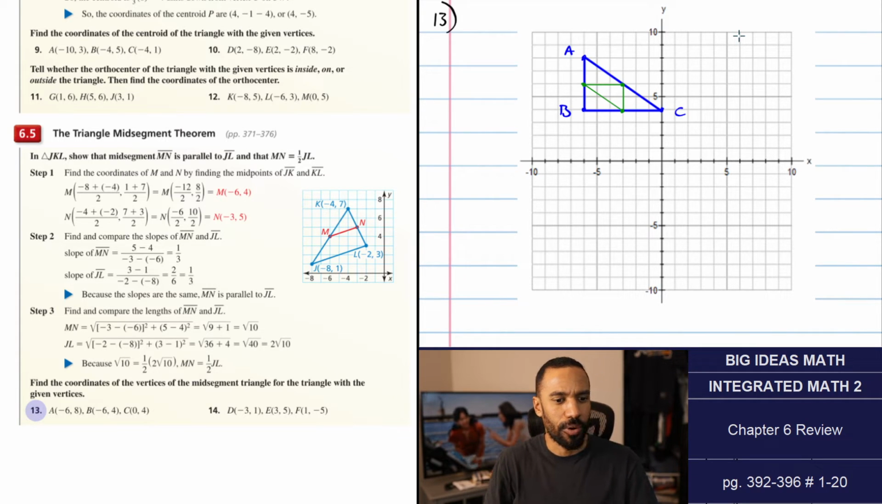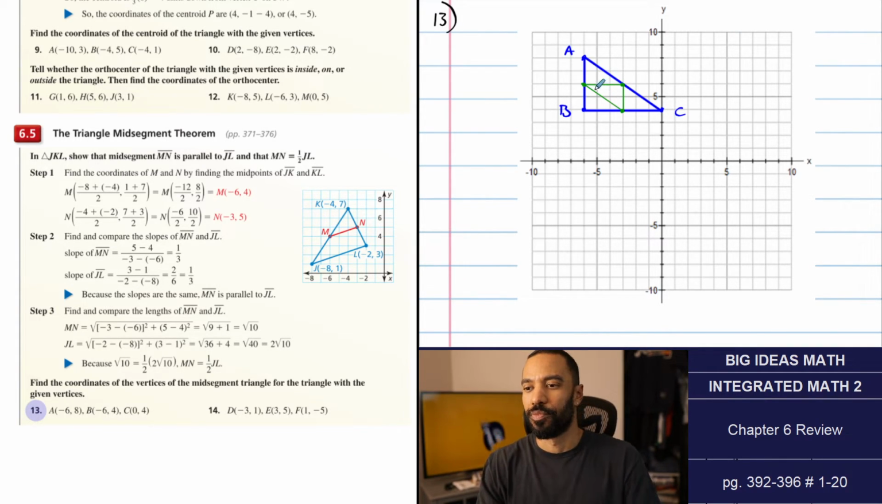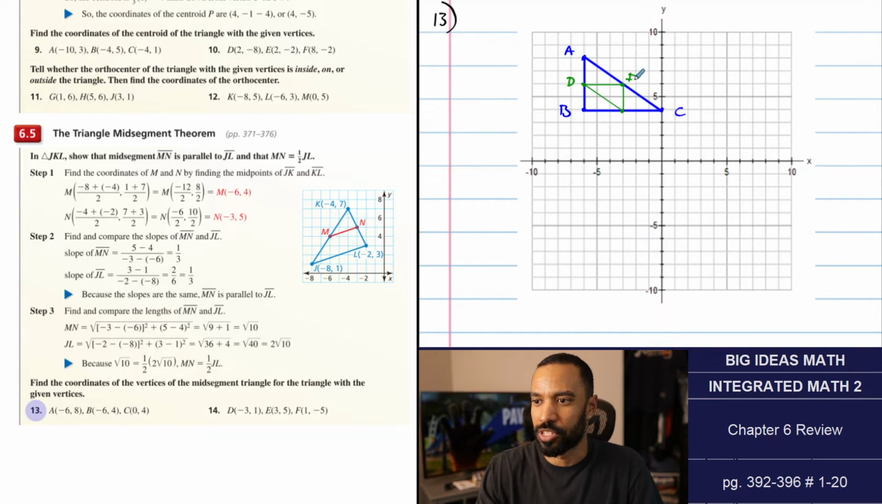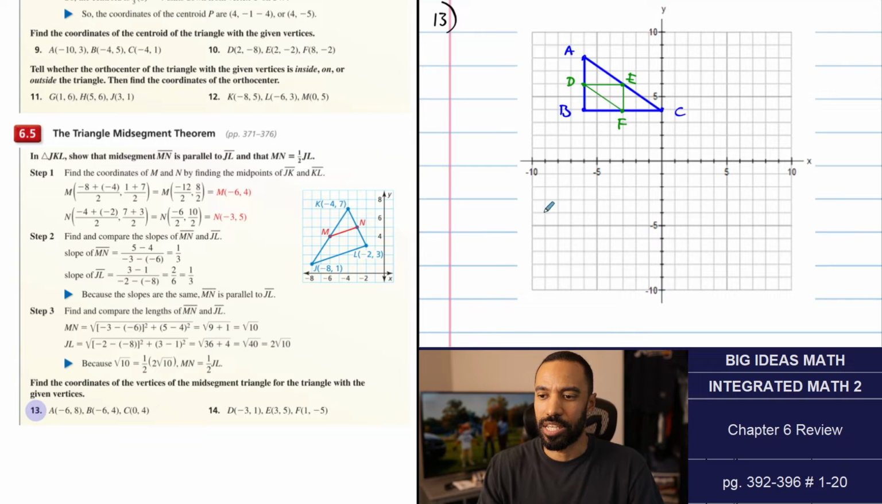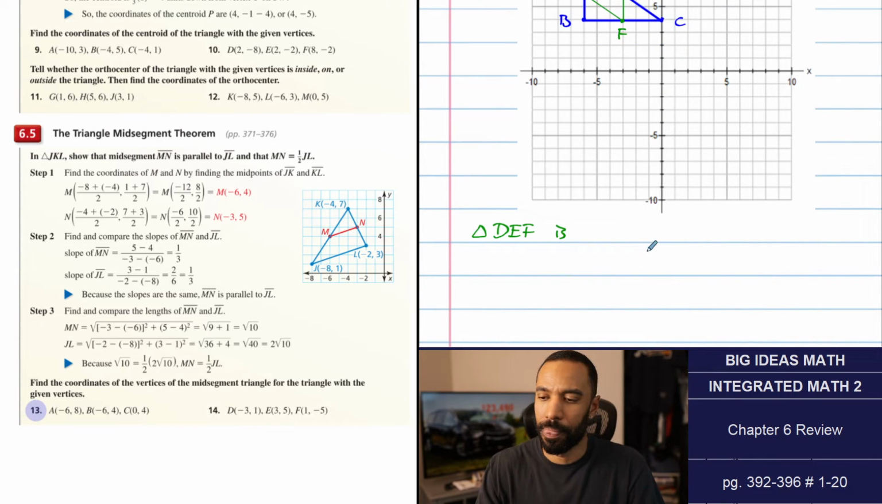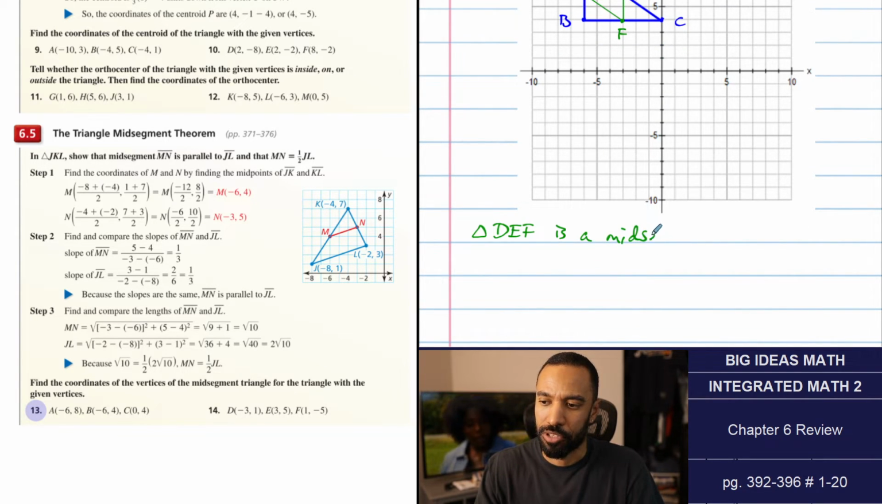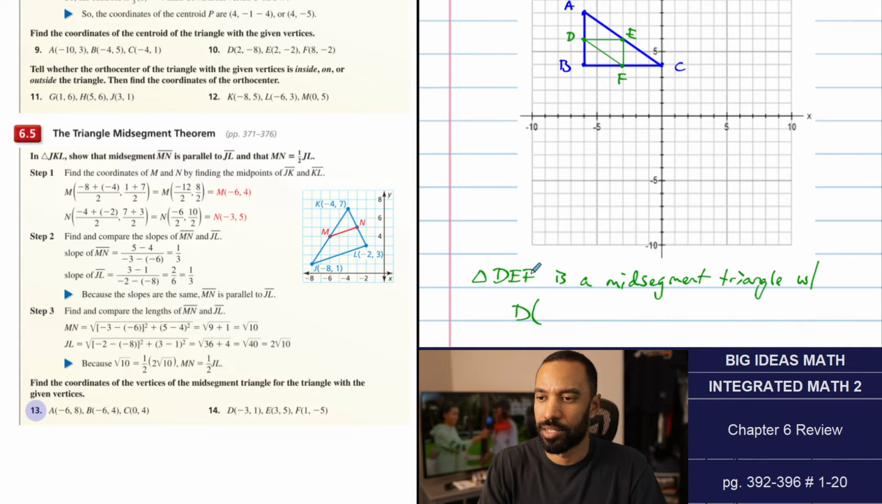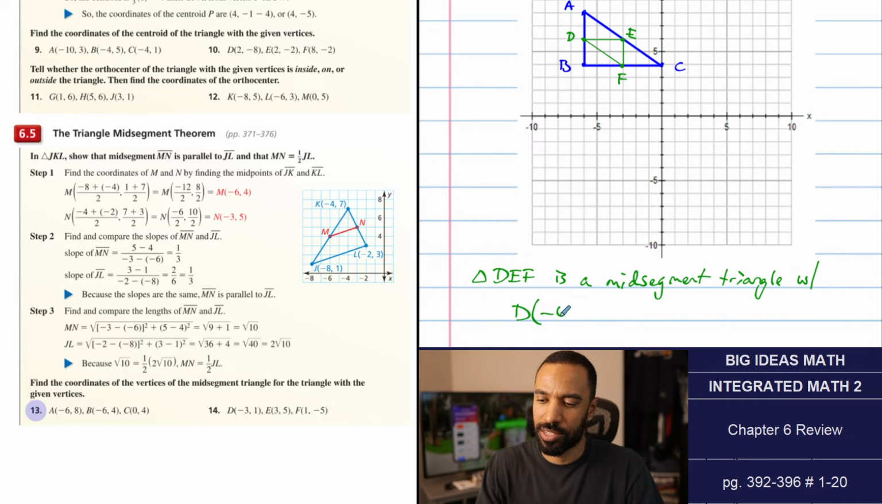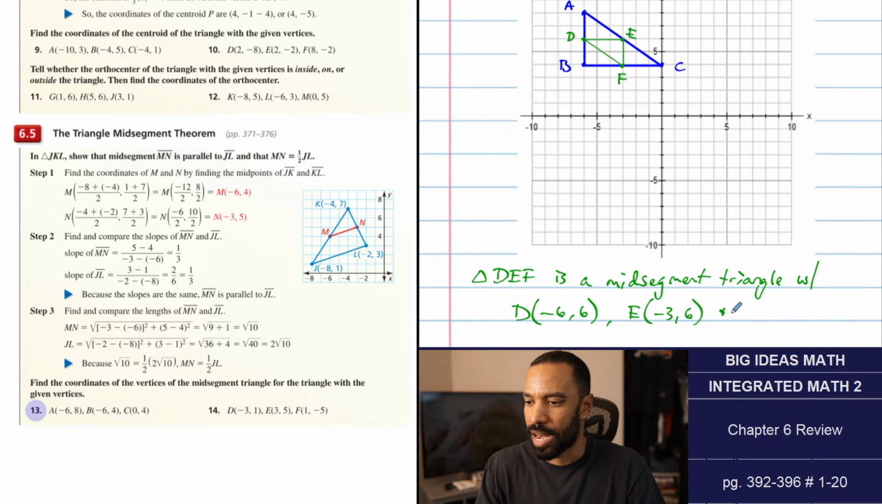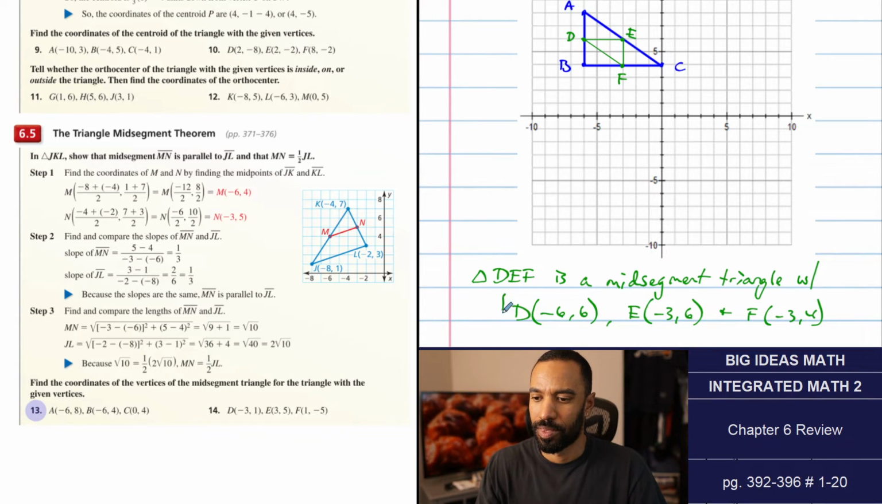I don't think so. They just said find the coordinates of the vertices of the triangle for this triangle. So your 3 vertices here, if I called them DEF, just to give them something. Triangle DEF is what we have, is a midsegment triangle. I don't think I have to do all this. With points D at negative 6, 6, E at negative 3, 6, and F at negative 3, 4. And that's it. Those are the answers that I need there.